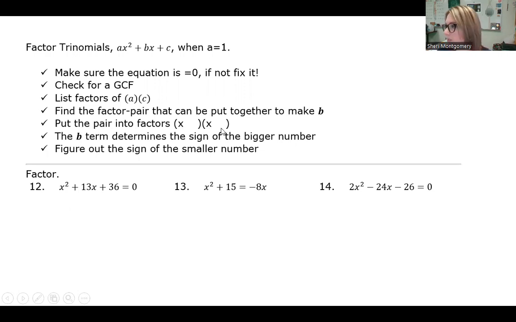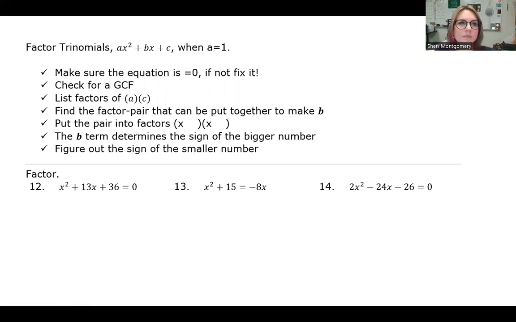Once we do that, we'll put the pair into the factors. The factors will always set up as X, and then we put the numbers in. The B term determines the sign of the bigger number. Whichever one is bigger, you look at the B term. If it's positive, the bigger number is positive. If it's negative, the bigger number is negative. Once we figure out the bigger number, we can figure out the smaller number. That's a lot, so let's go through it. The more times we go through it, the more you'll get it.